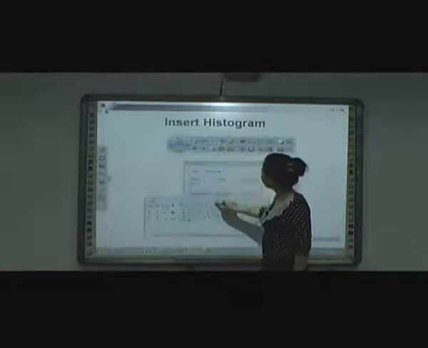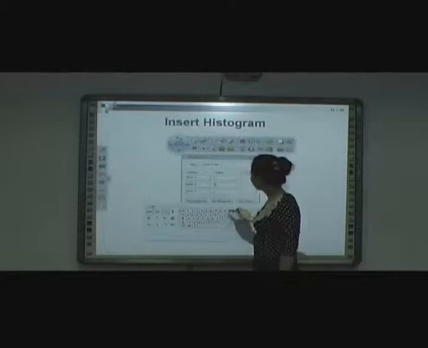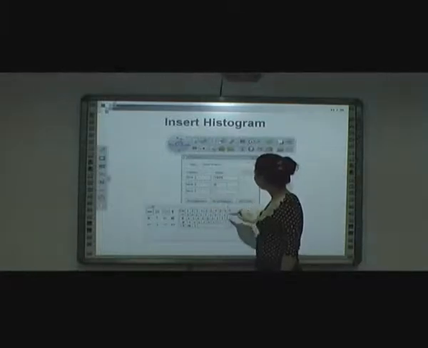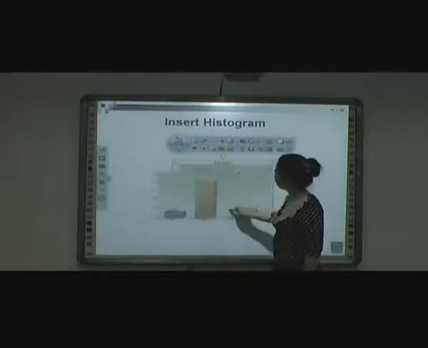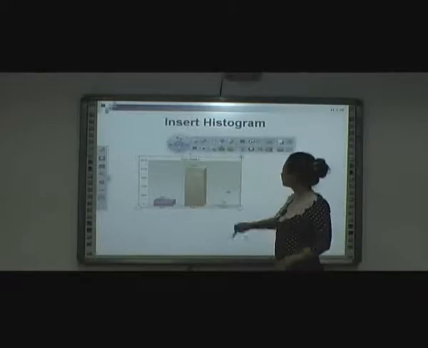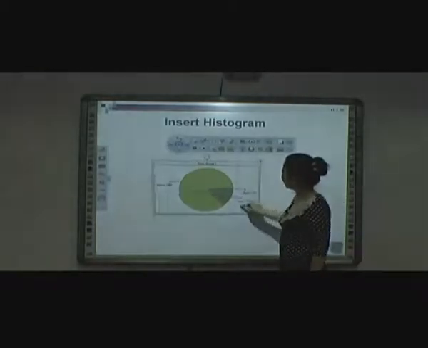Insert histogram. Choose insert histogram from the insert object function. Add more charts by clicking the plus button. Change the figure from the screen keyboard and choose 3D histogram. You can also change it to a pie chart.